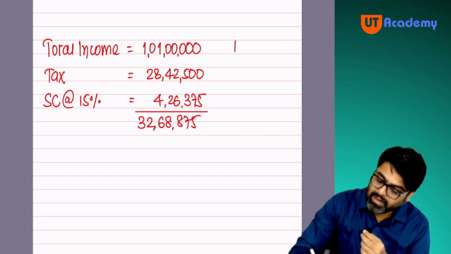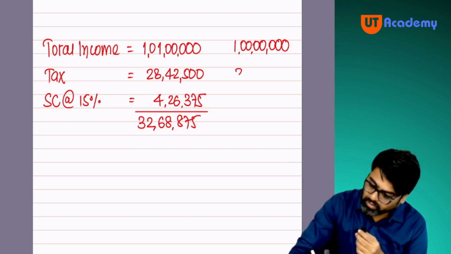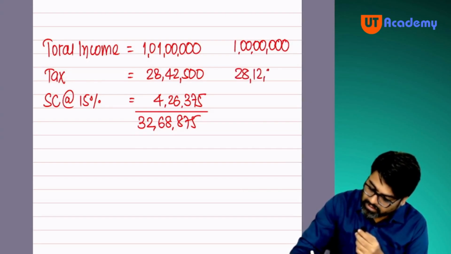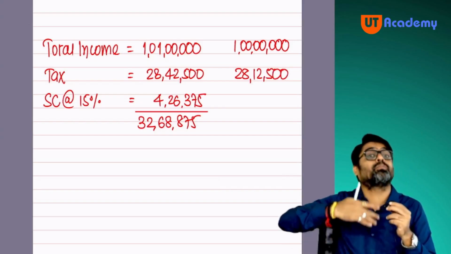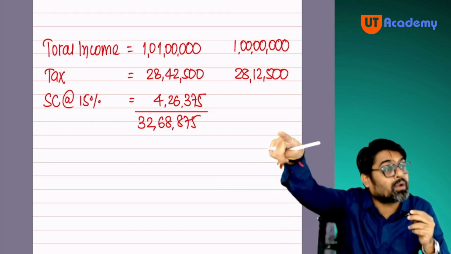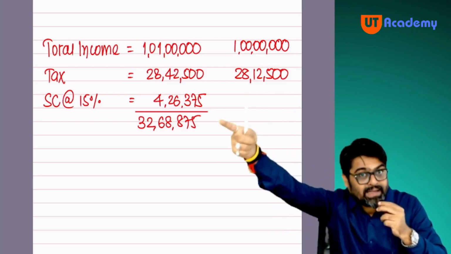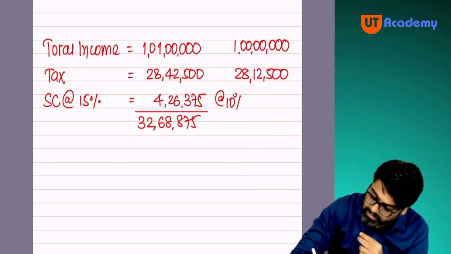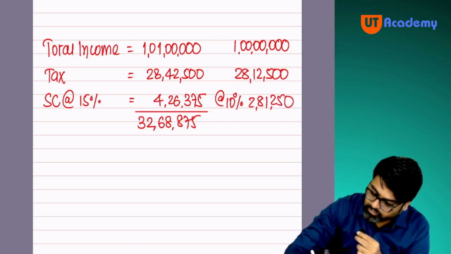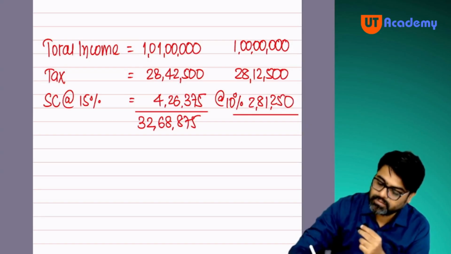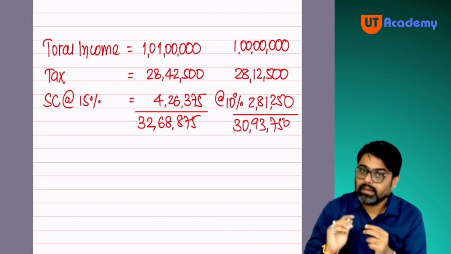Pay attention. If my total income would have been only 1 crore, I would have paid tax amounting to 28 lakh, 12,000. I would have paid surcharge also at that time. Because if my total income is more than 50 lakhs, up to 1 crore, I am liable to pay surcharge at that time also. But not at 15%, I would have paid only 10%. That time my surcharge at the rate of 10% would have been only 2,81,000. Yes or no? So total is how much? 30 lakh 93. Now see, now what is happening?